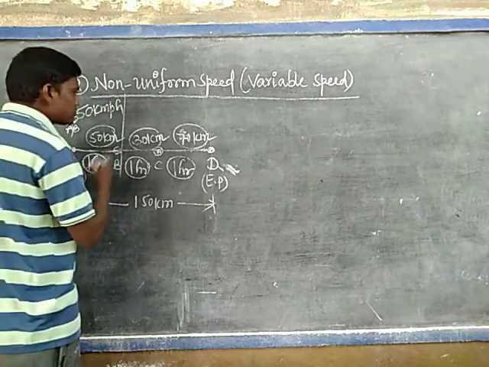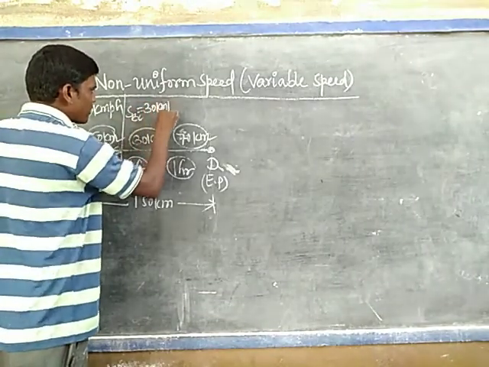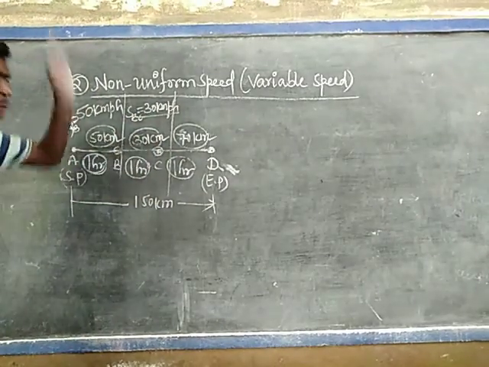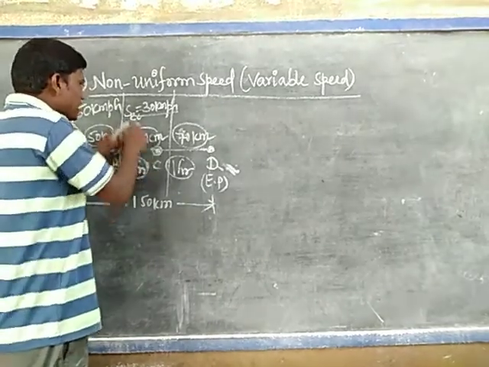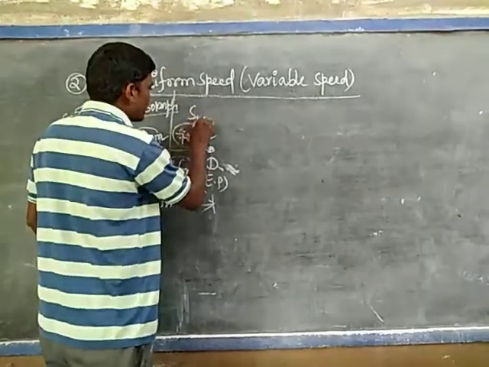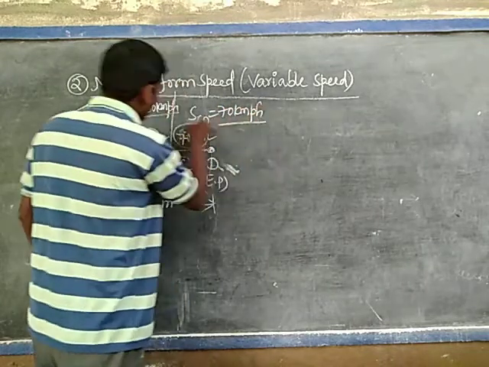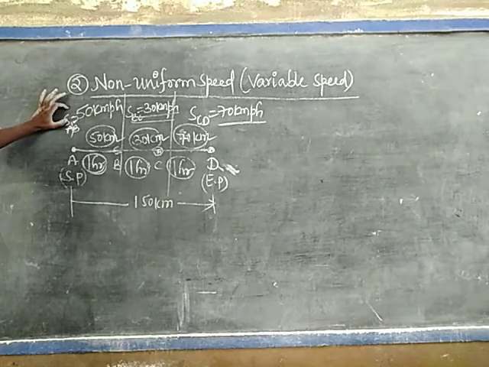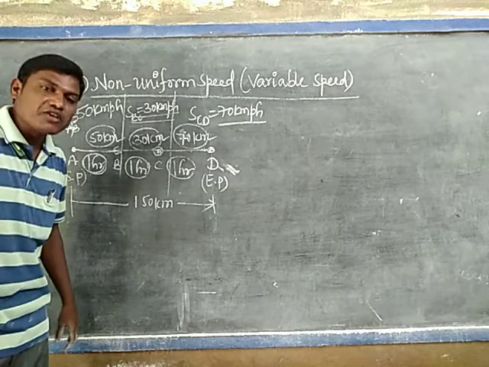Next, B to C. S of BC, the body covers 30 kilometers per hour, which is the speed. Why? In 1 hour from B to C, how much is covered? 30 kilometers. That's why from B to C, the body moves with a speed of 30 kilometers per hour. Next, C to D. S of CD equals 70 kilometers per hour. Here we are observing whether the body is moving with a constant speed. When the body moves with a constant speed, which speed is that? Uniform speed.